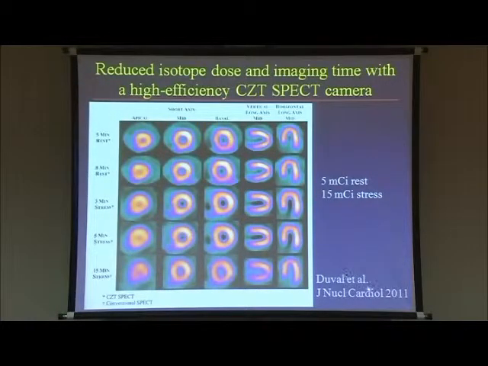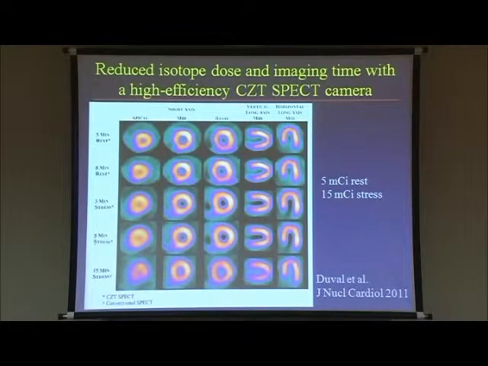Now, this is a recent paper. In fact, in Denver, it just won the award for the best paper in the Journal of Nuclear Cardiology for this year. And this is from the Mount Sinai people. And here what they're showing is, okay, let's start cutting the exposure to the patient by cutting the activity in half, 15 for stress and 5 for rest. What happens if we also cut acquisition time?